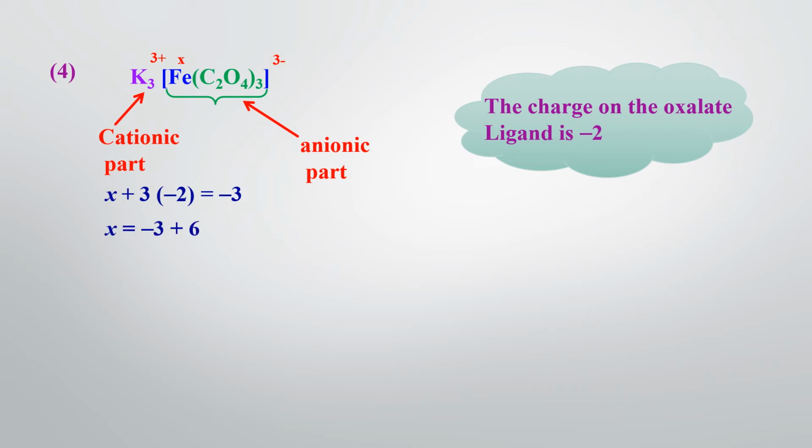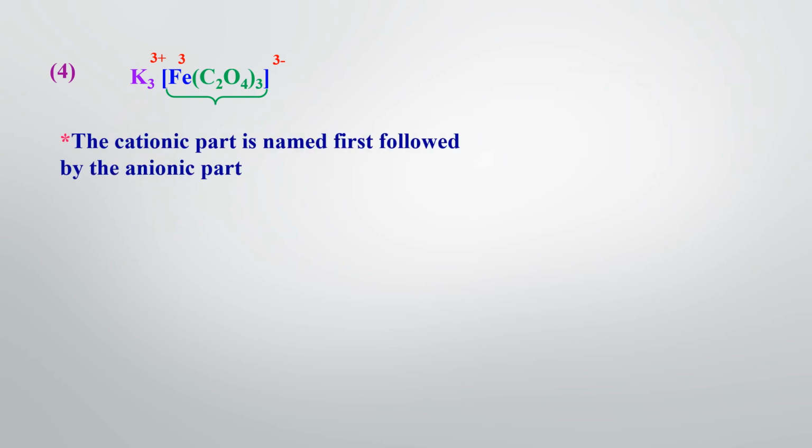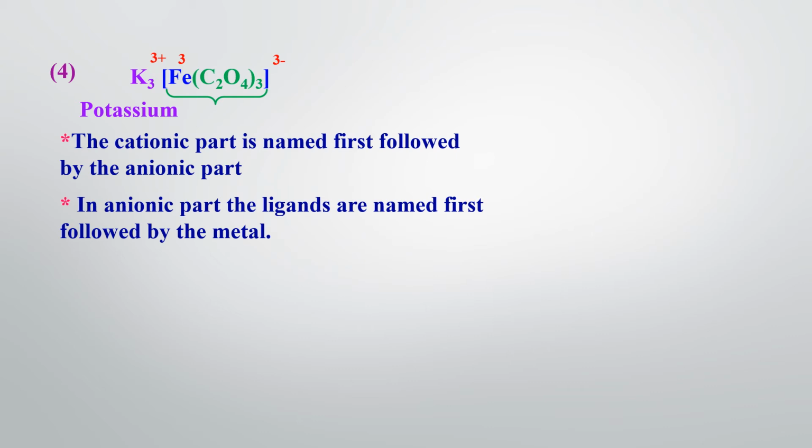So here the oxidation state of the metal we get is 3, x is equal to 3. Now again the first rule: cationic parts are named first. For the counter ions we are not using any Greek prefix, so it is as usual potassium. Then ligands are named. Here the ligand is oxalate, so we will make it oxalato.